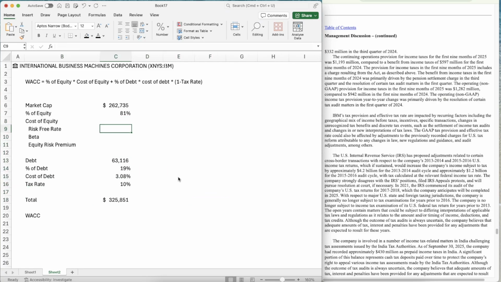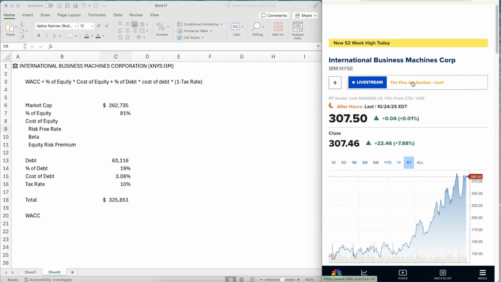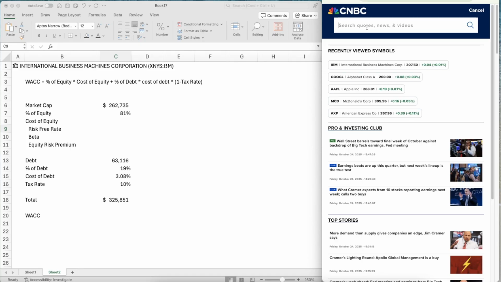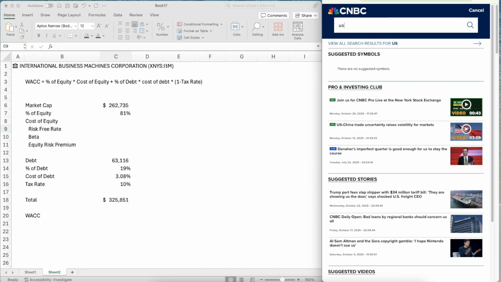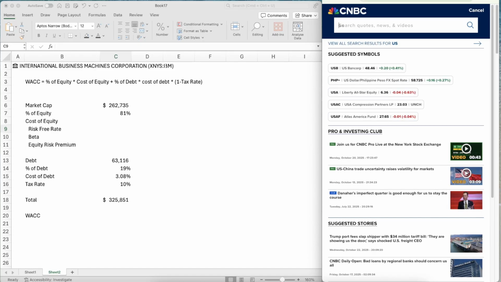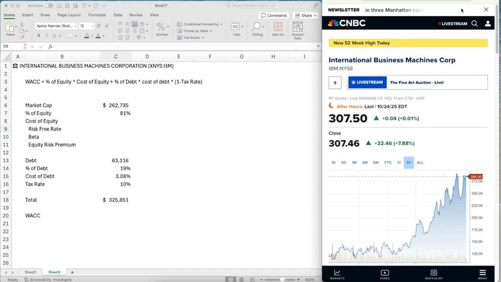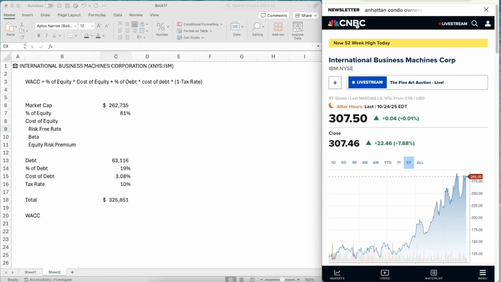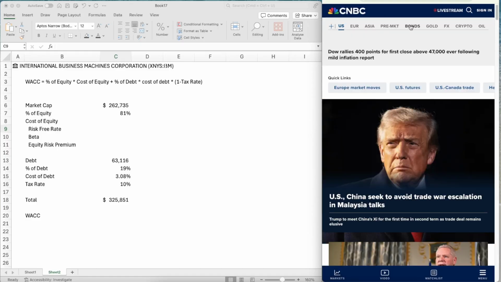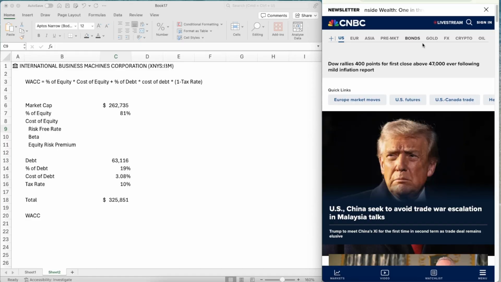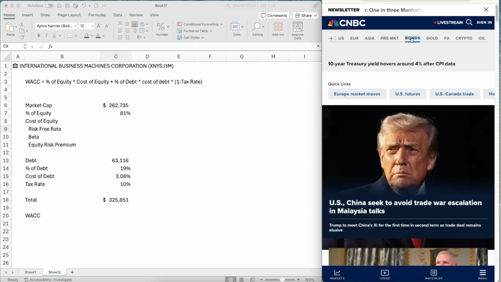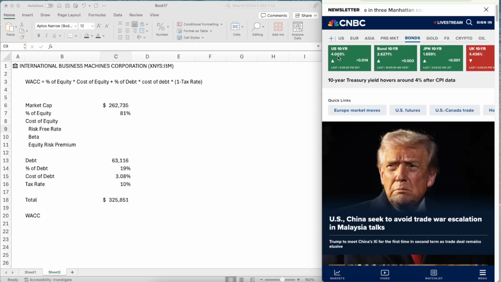Now we want to calculate our cost of equity. The risk-free rate is easy. We just use the US 10-year. Let's see if I've looked at that. Okay, 1 second. Let me see. It's about 4%. Where is it? Bonds. 4.003%.